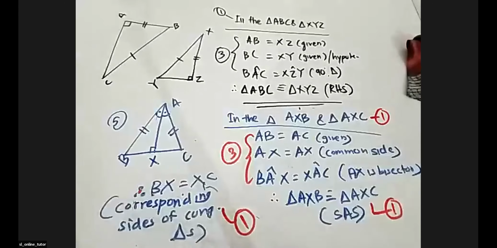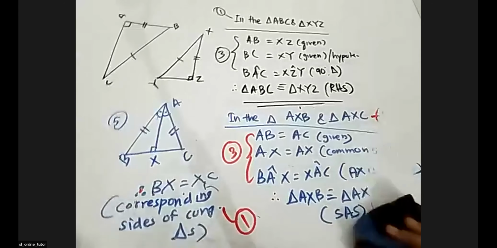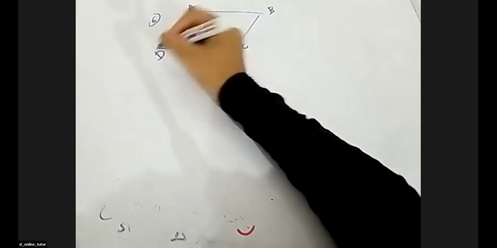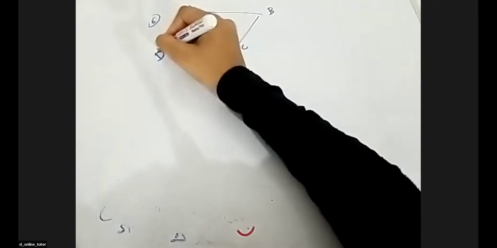Okay, right. Let's go to the question number 7. 6, teacher. Sorry, 6th question. BD is the diagonal of ABCD parallelogram. Okay, there is a parallelogram ABCD. BD is the diagonal.